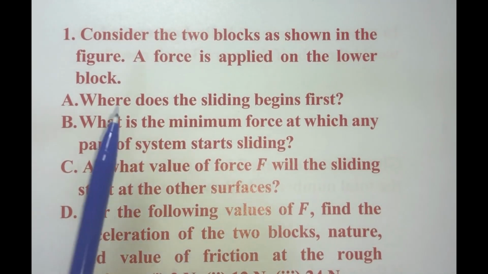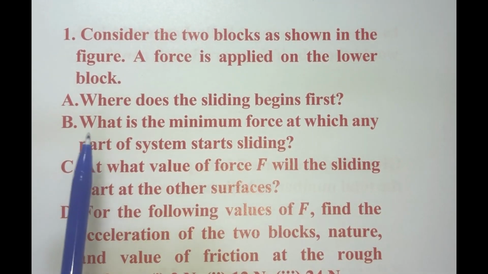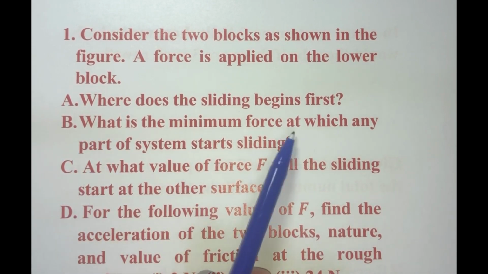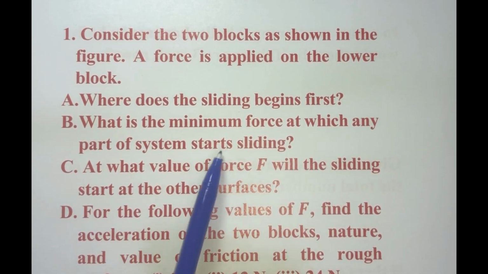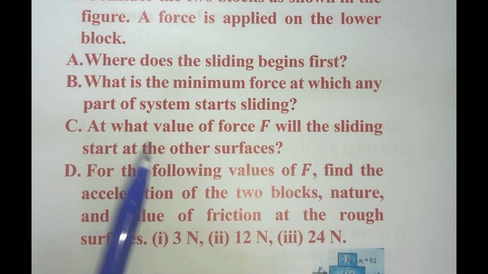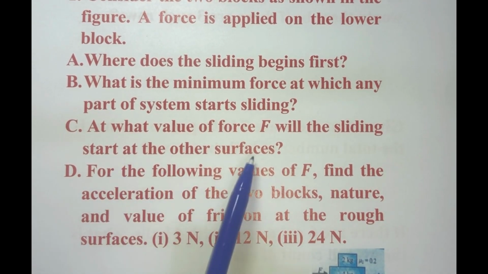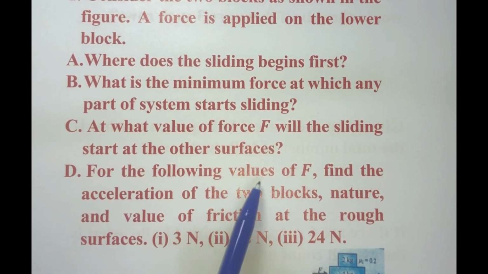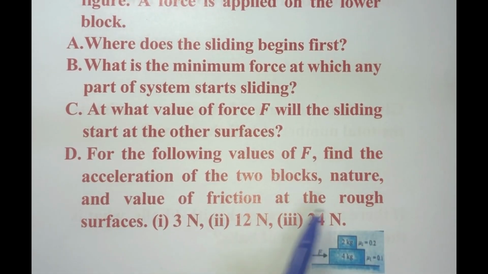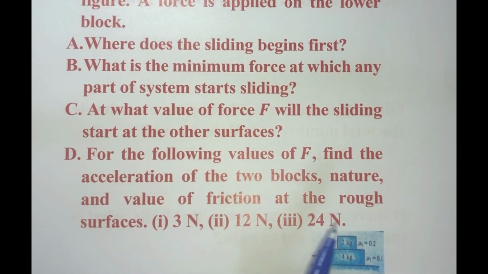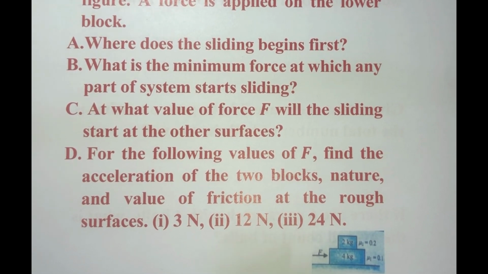So first is, where does the sliding begin first? B part, what is the minimum force at which any part of the system starts sliding? C part, at what value of force F will the sliding start at the other surfaces? For the following values of F, find the acceleration of the two blocks, nature and value of friction at the rough surfaces. These are three values of the force, and for each value of force we are going to find out the acceleration, the nature and the value of the friction between the two blocks and also between the block and the ground.